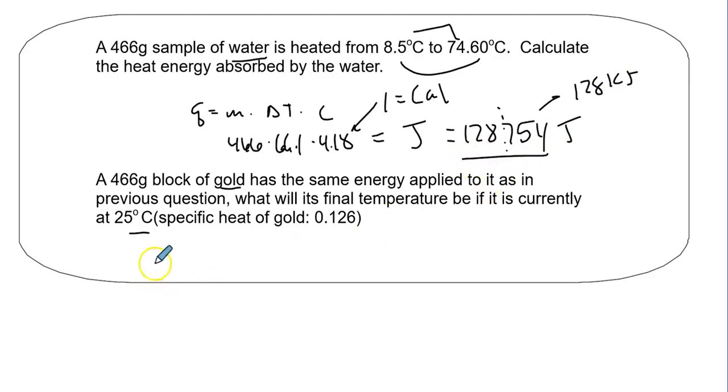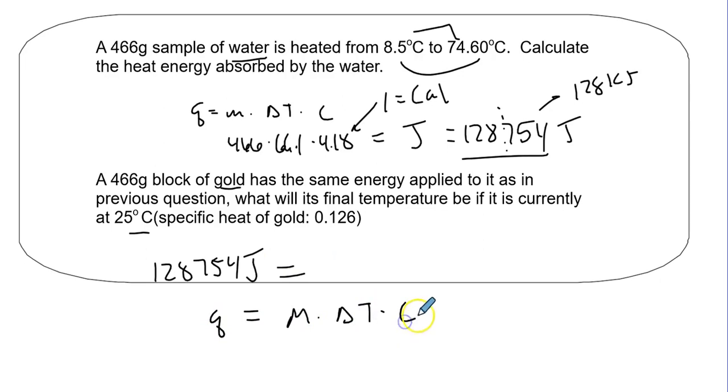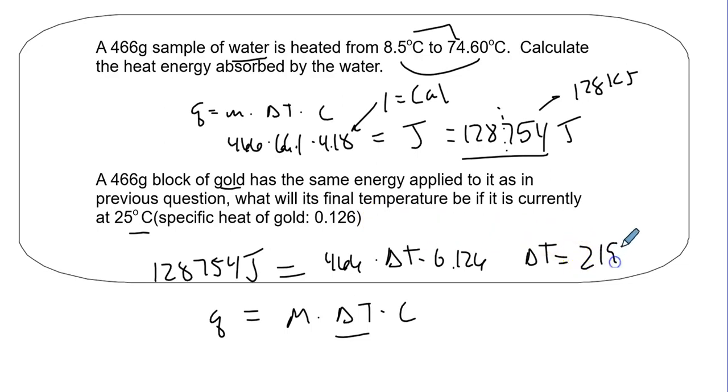So let's do that here. We'll use the same number. 128,754 joules equals, now Q equals mass times change in temperature times specific heat. I'm going to solve for the change in temperature. Mass is 466, change in temperature times heat, which is 0.126, pretty low. Divide out, and what is the change in temperature? I'm going to divide by 466, divide by 0.126 equals 2,192 degrees.